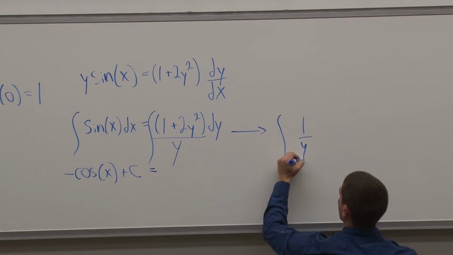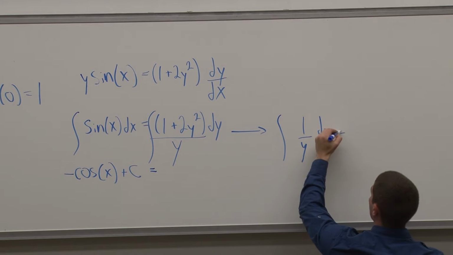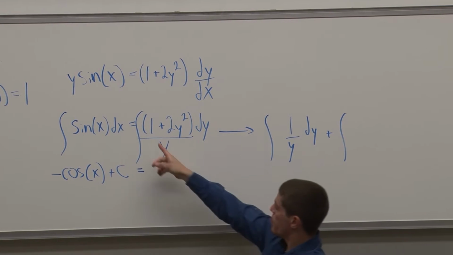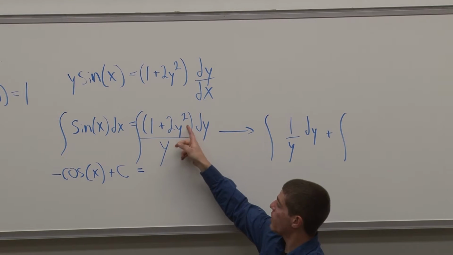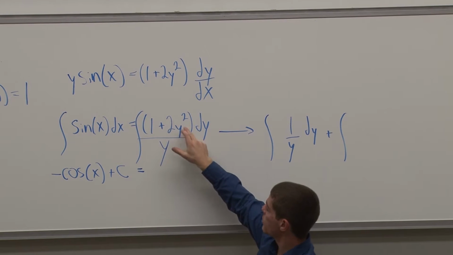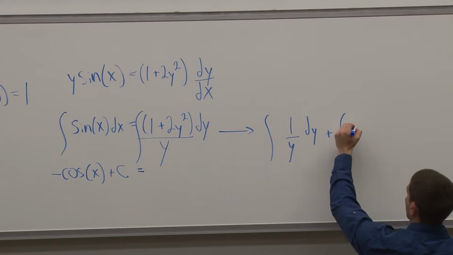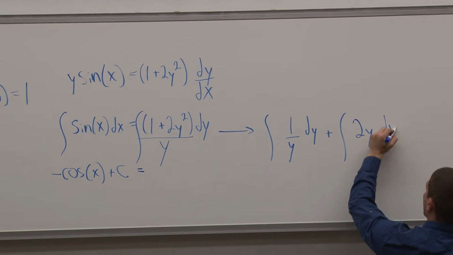the integral of 1 over y dy, plus the integral of, since we have 1 over y, and then we have plus 2y squared over y. So this 2y squared over y, the y's would cancel out. So you'd end up with just 2y. So the integral of 2y dy.